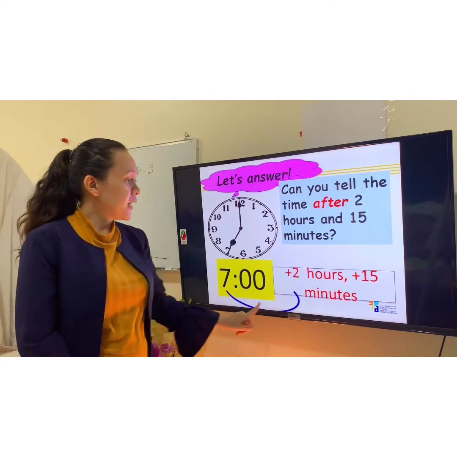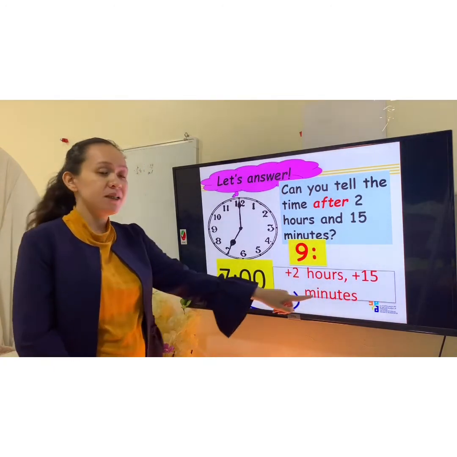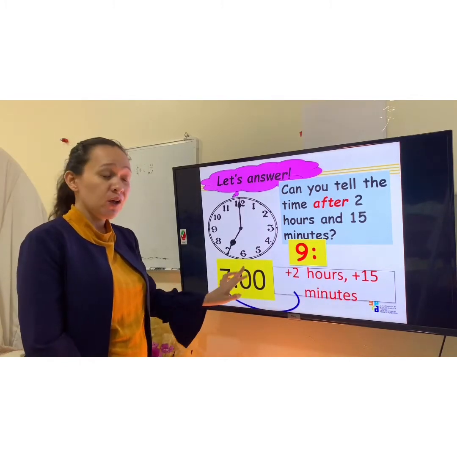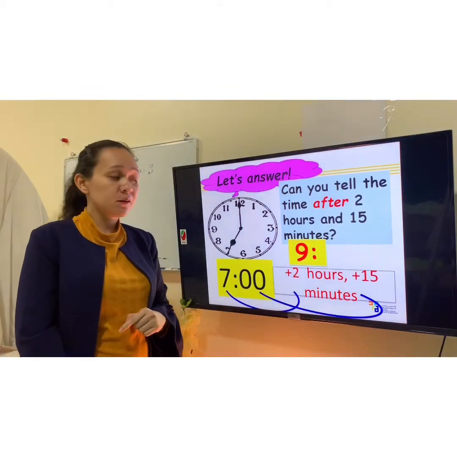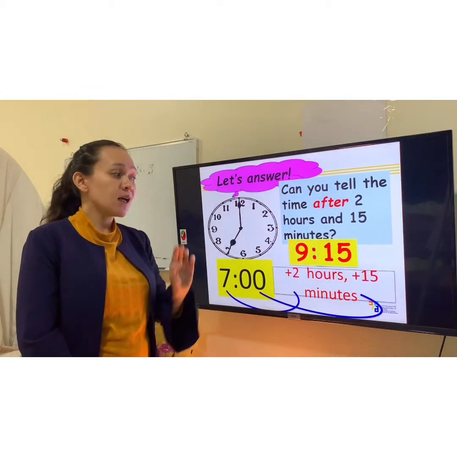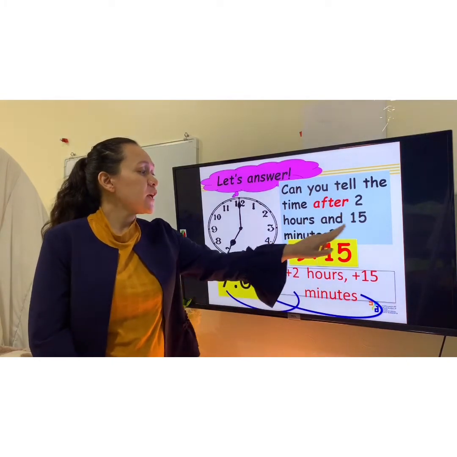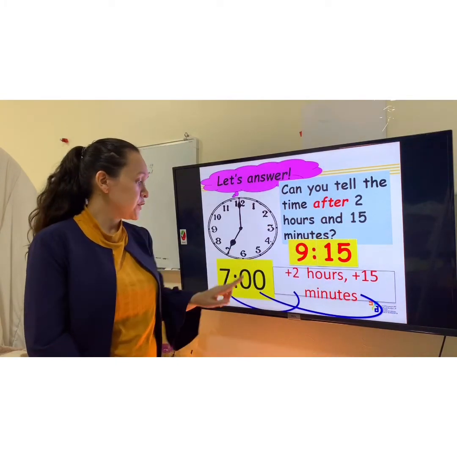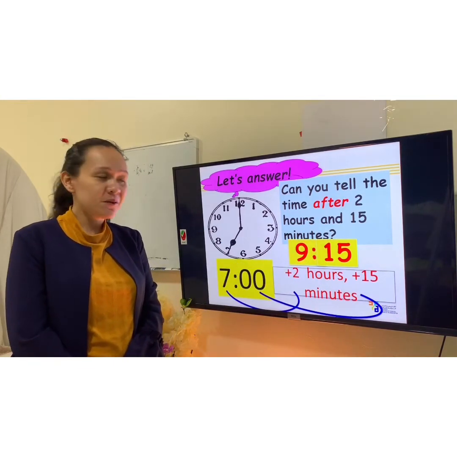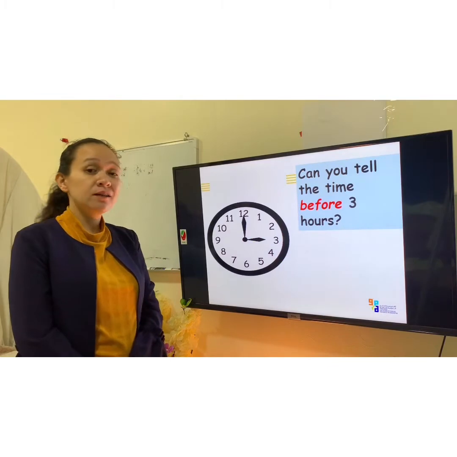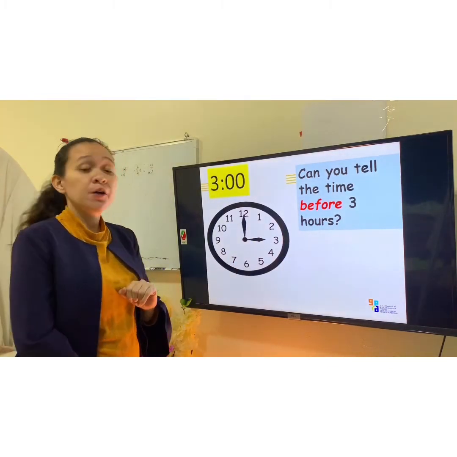So, 7 plus 2 hours, the answer is 9. How about the minutes? The minutes is here. So, you are going to add 0 and 15. So, the answer is 15. So, the time now is 9:15. So, 2 hours and 15 minutes after 7, the answer is 9:15. Now, that's great. Now, let's move to the next example. The time here is 3.